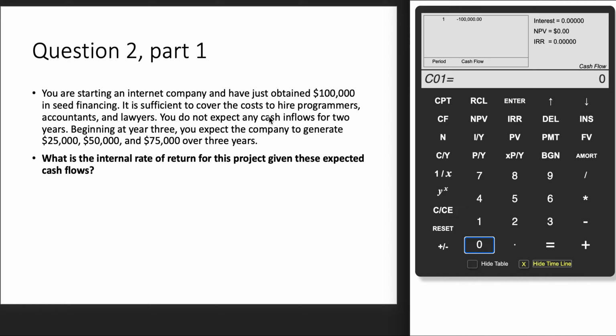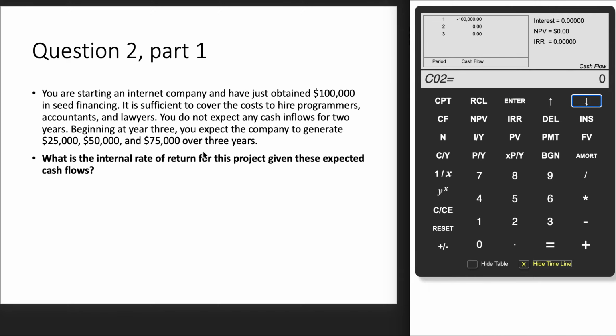Remember, because for 2 years, I'm going to be kind of like in hibernation, right? I'm going to be just trying to get things up and running. Which is not uncommon, right, for young startup companies like this. And so 0 is going to be my cash flow, and it's going to occur for 2 years. So as soon as I input frequency is 2, you can see it has 2 years of 0 cash flows.